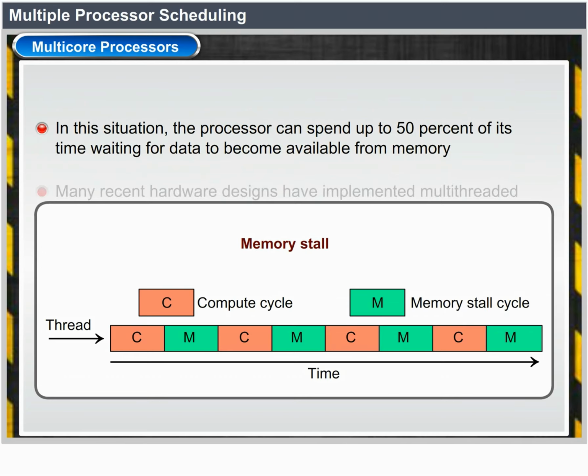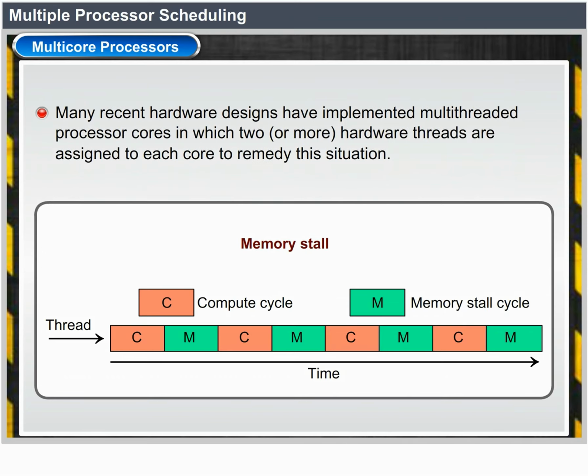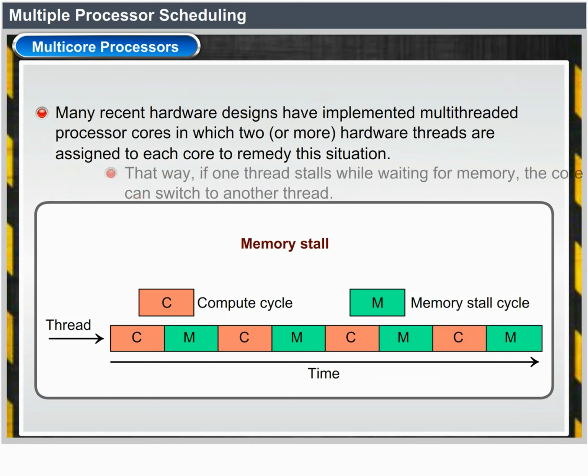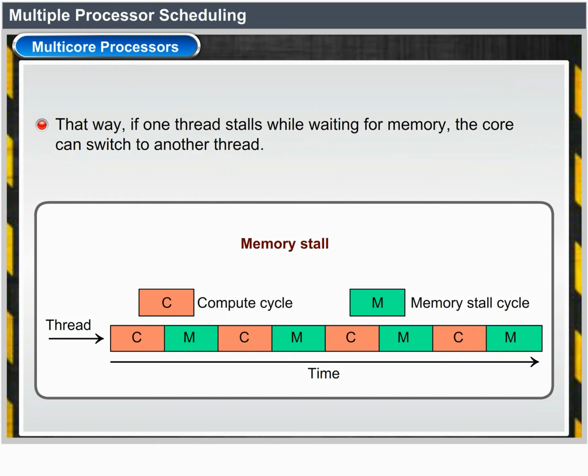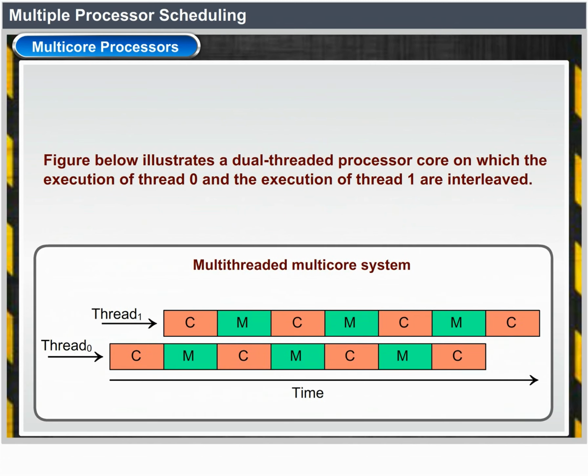To remedy the situation, many recent hardware designs have implemented multithreaded processor cores in which two or more hardware threads are assigned to each core. That way, if one thread stalls while waiting for memory, the core can switch to another thread. The figure below illustrates a dual-threaded processor core on which the execution of thread 0 and the execution of thread 1 are interleaved.